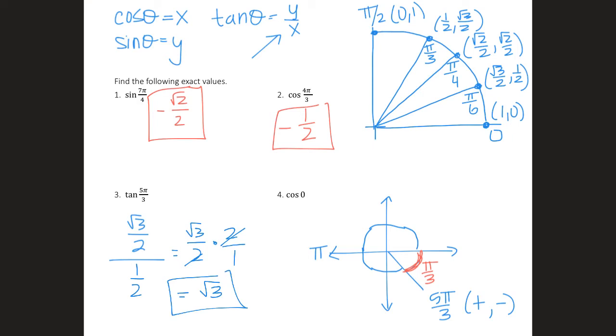But because I was in the fourth quadrant, I want to double check that if I'm taking a negative divided by a positive, then my answer should actually be negative. So I'm going to put for my answer negative root 3.